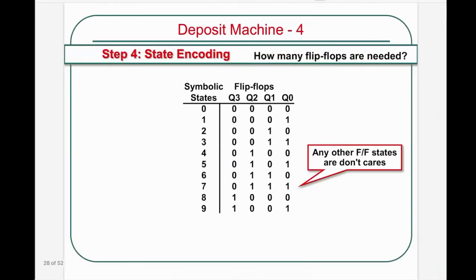You can come up with the encoding, a very simple encoding here, where each state is encoded by its decimal value, 0 all the way to 9. And we have already answered how many flip-flops we need for this. We are going to need 4 flip-flops to do this.